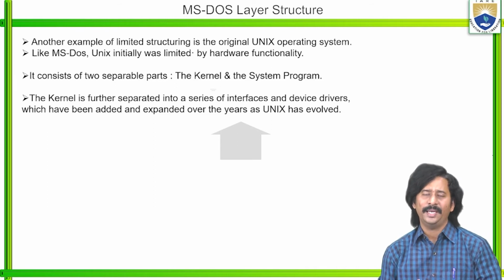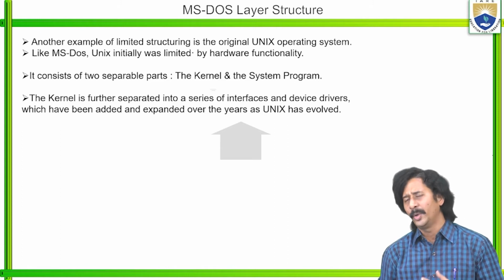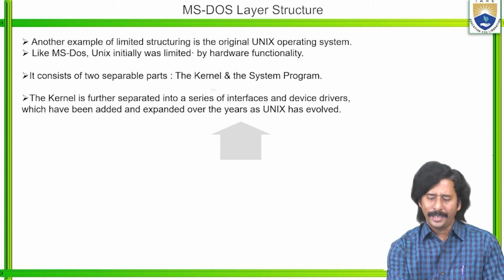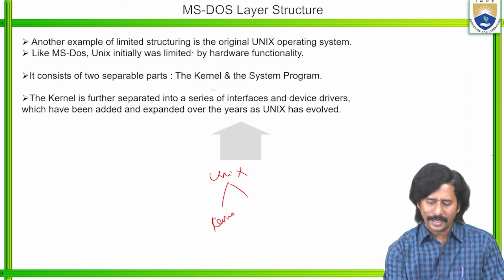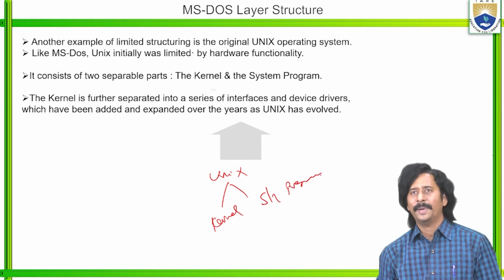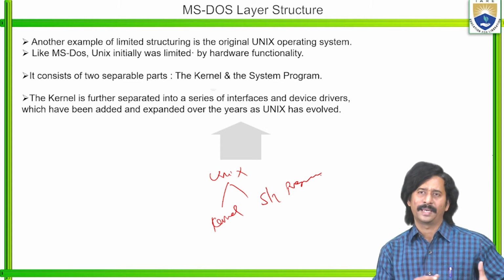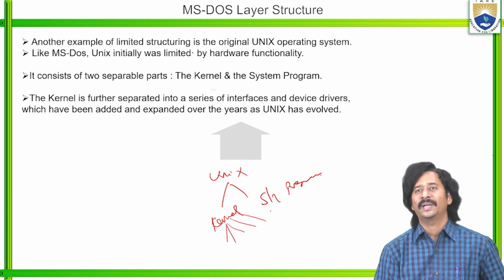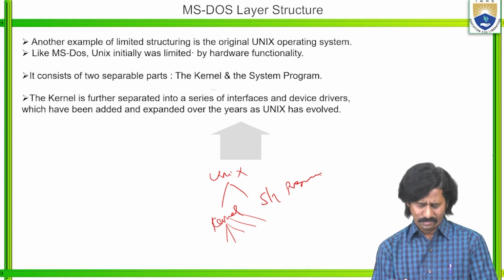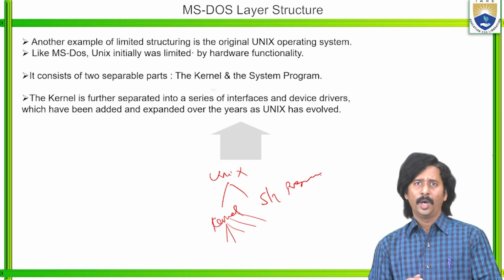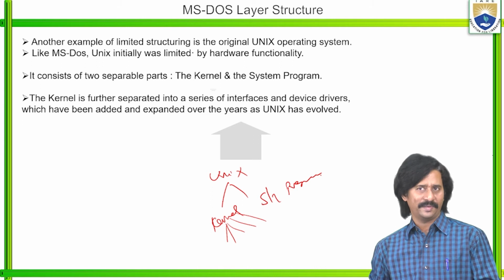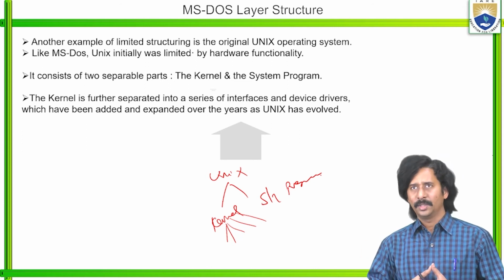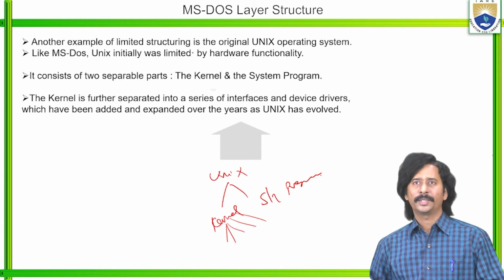Another example of limited structuring is the original UNIX operating system. UNIX is just like MS-DOS, but it was initially limited by hardware functionality. In UNIX, we have two parts: a kernel part and a system program part. We will discuss later what is meant by the kernel and what the various system programs are. Here the kernel is further subdivided into a series of interfaces and device drivers. Take the initial version of UNIX, which has very limited interfaces and device drivers. In later versions, the interfaces and device drivers were increased. That is another example of a layered structure, the UNIX operating system.